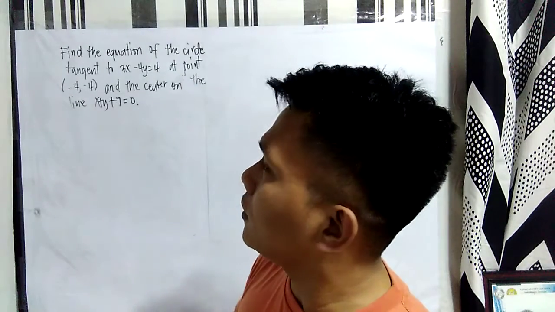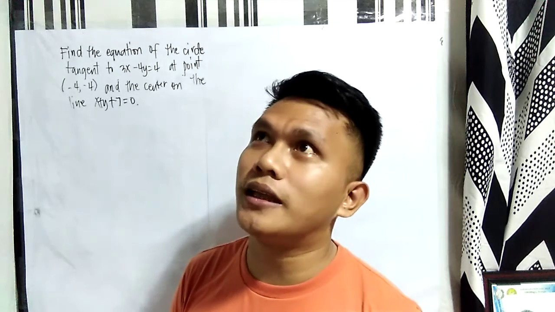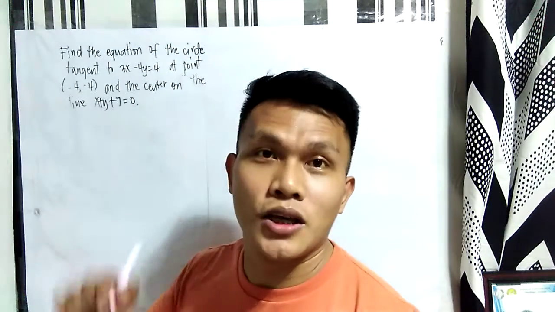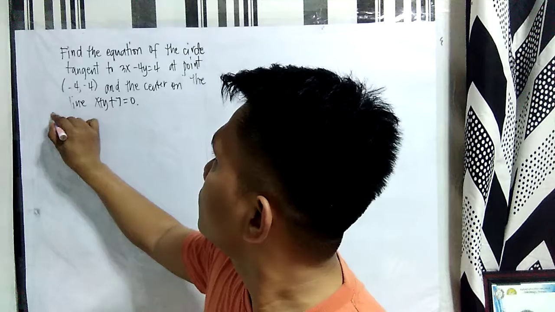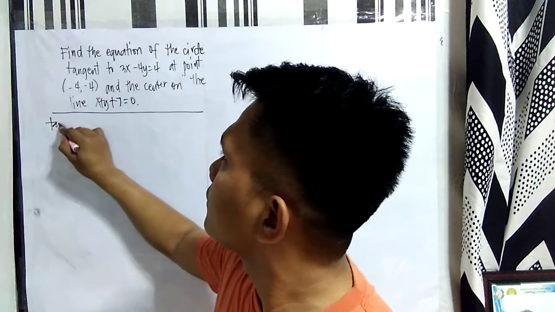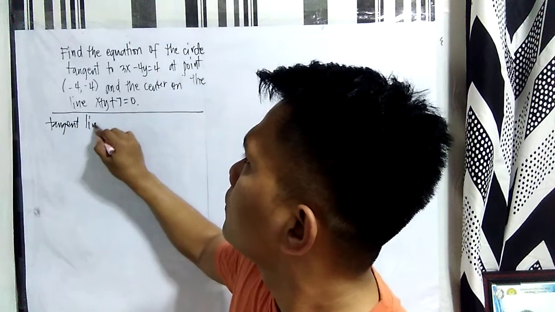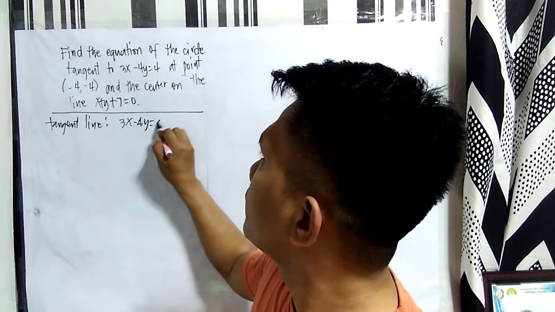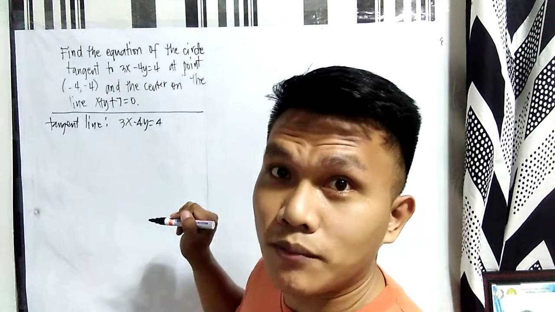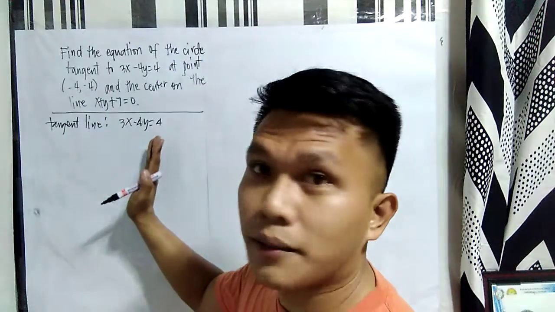Okay, so to get the equation of the circle, ang una na lagi natin kailangan gawin is let us visualize and imagine what would be the illustration of our circle, or what would be the illustration of the given equations. So the first one is to assume values. Okay, so let us start with our tangent line. In our tangent line, which is 3x minus 4y equals 4, we have to assume some values para ma-graph natin ito.